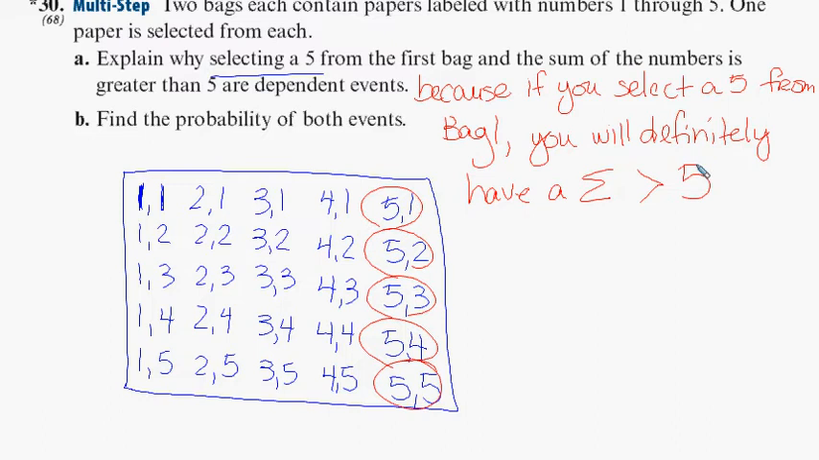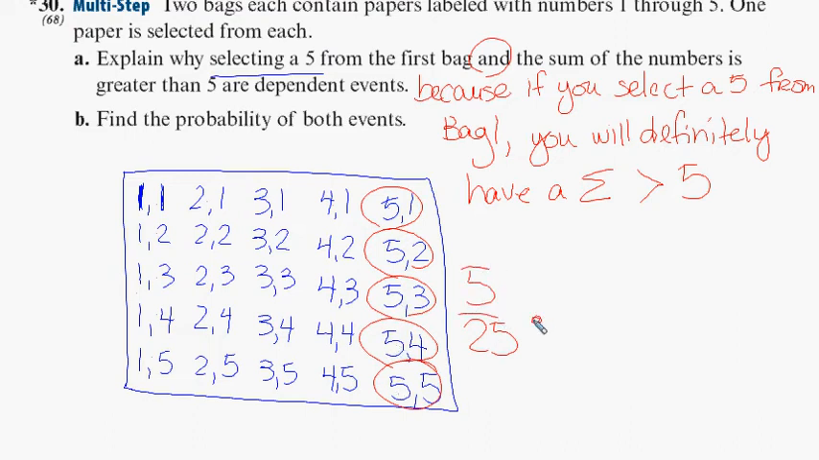Okay, so find the probability of both events. Well, remember when it's "and," that implies multiplication. So first of all, what is the probability of selecting a 5 from the first bag? Well, do you see that there are 25 choices total, right? We have 5 rows, 5 columns, either way. Okay, so you see that's 25, right? And then out of those, we have 1, 2, 3, 4, 5. So 5 out of 25, right?